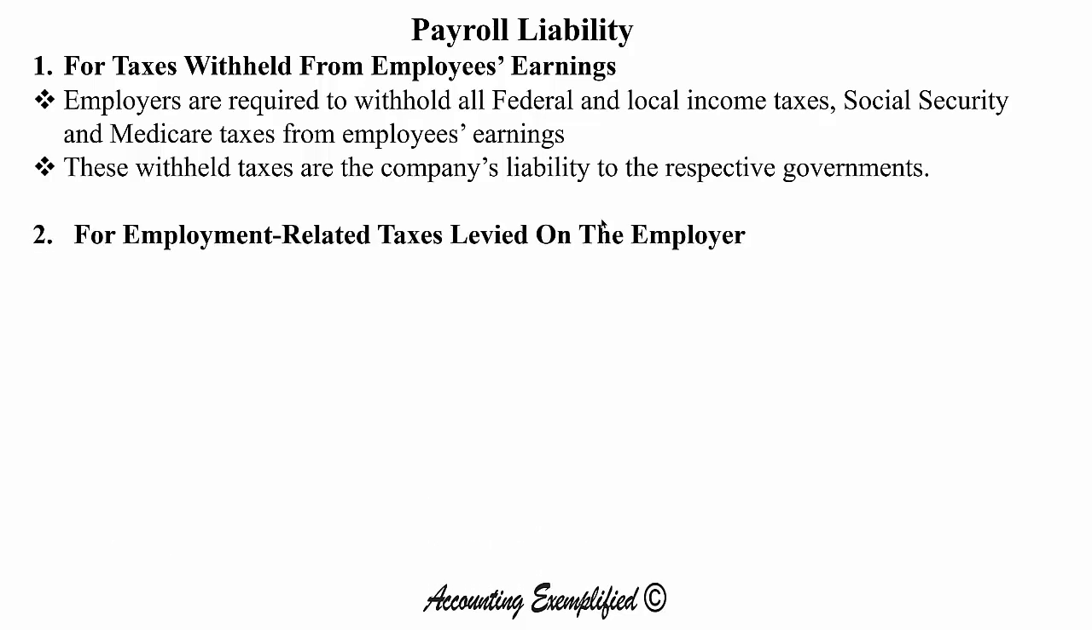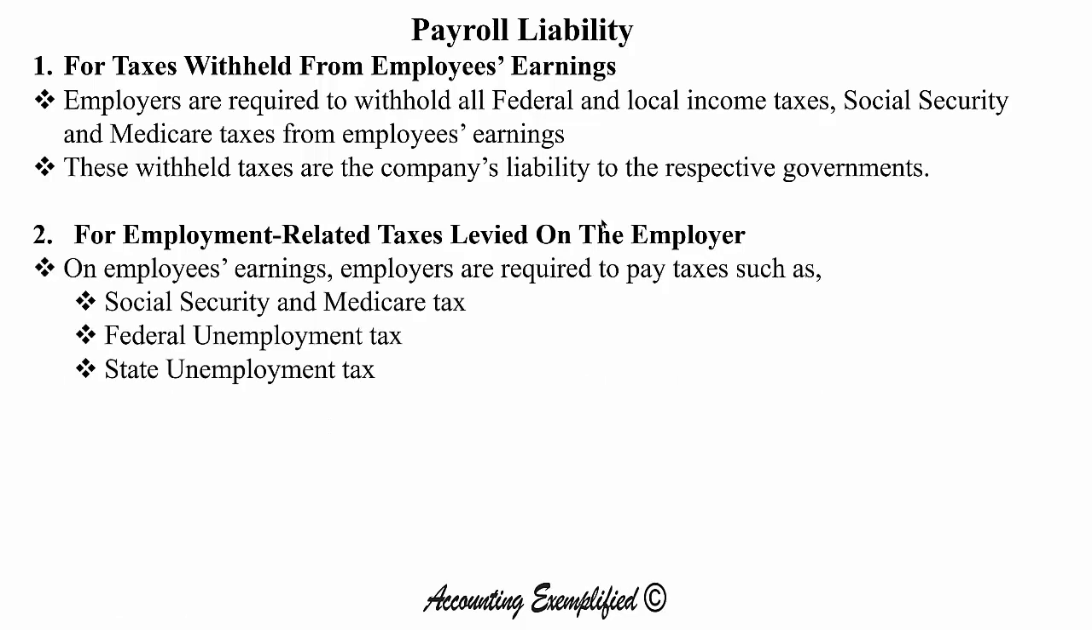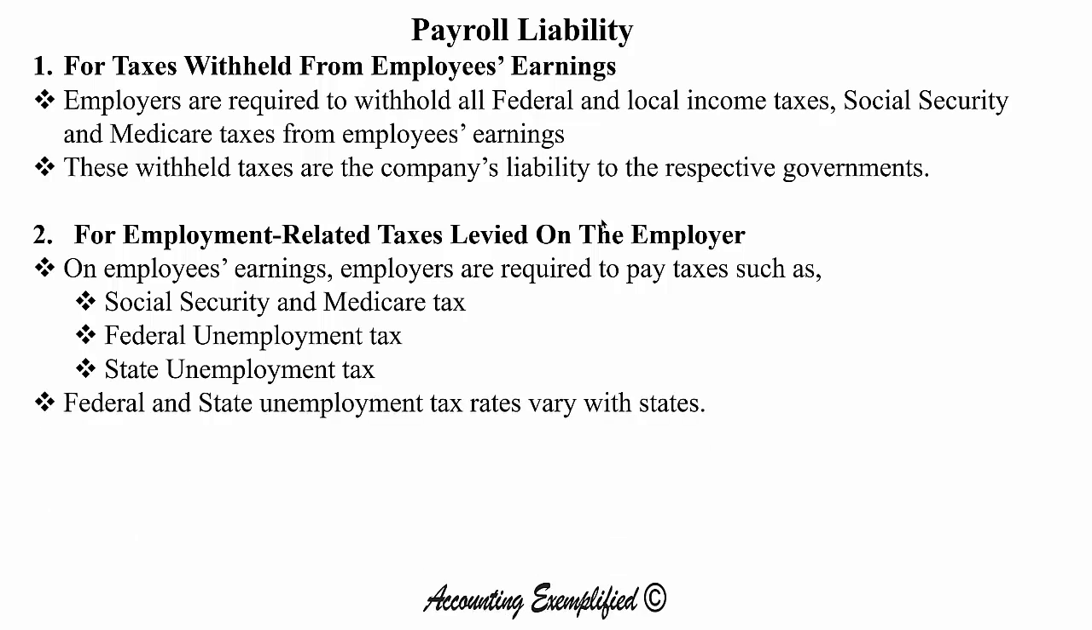The second payroll liability is related to the employment-related tax levied on the employer. On the employee's earnings, the employer also must pay taxes on Social Security and Medicare taxes, federal unemployment tax, and state unemployment tax. Now, federal and state unemployment tax rates vary with the states.